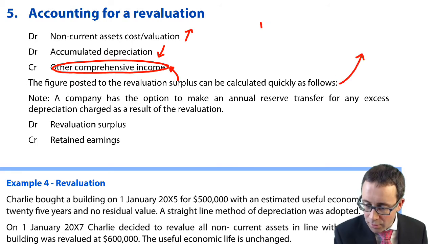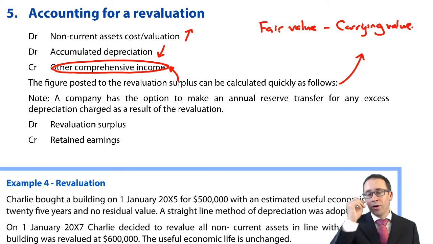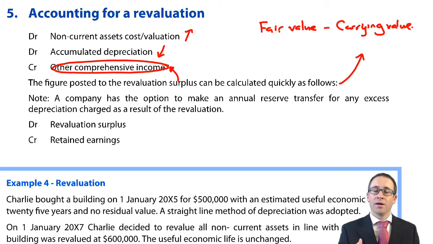Essentially, you just take your fair value and you deduct the carrying value, because that's where we are going from and to, isn't it? You take the carrying value up to the fair value.